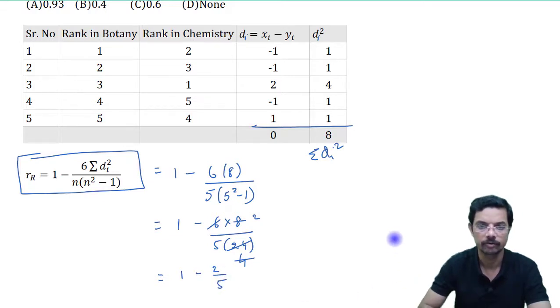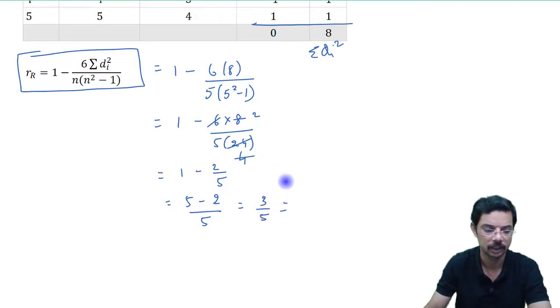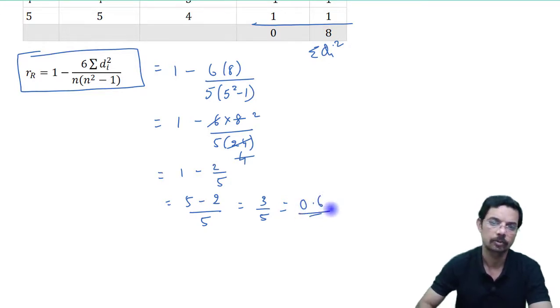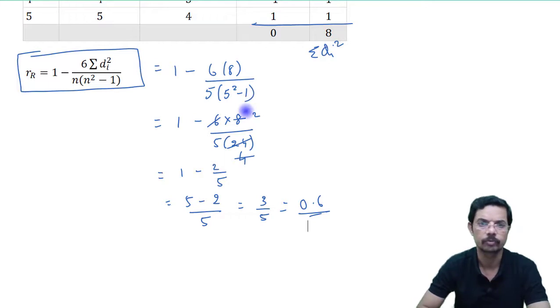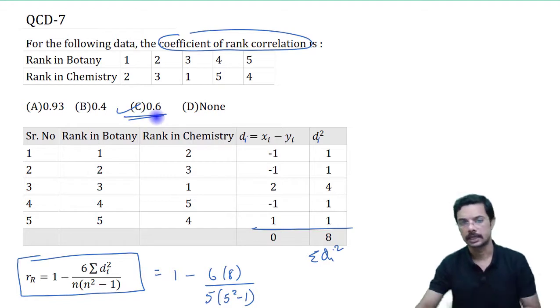What is 1 minus 2 by 5? That is 5 minus 2 divided by 5, which is 3 by 5, which is equal to 0.6. So let us check the answer. Option C, 0.6 is your correct answer.